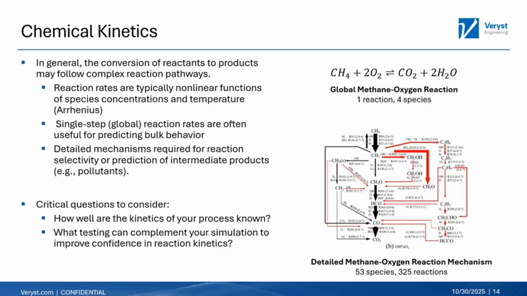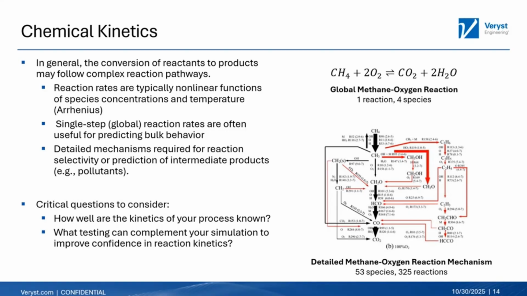Now, the detailed methane-oxygen reaction system is shown on the bottom right. As you can see here, there are numerous pathways and many intermediate species. Whereas the top global reaction is just a single reaction with 4 species, the detailed mechanism, or the detailed chemical kinetic pathways, include 53 species and 325 reactions. So the natural question is, well, how well could we possibly know 53 species and 325 reactions? And for many processes, the answer is we really don't.